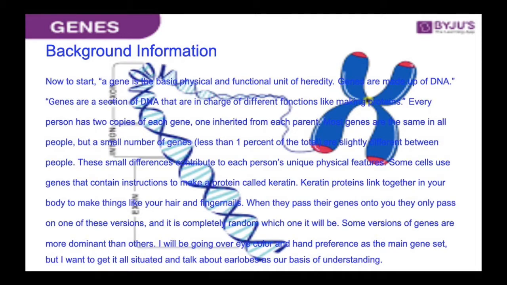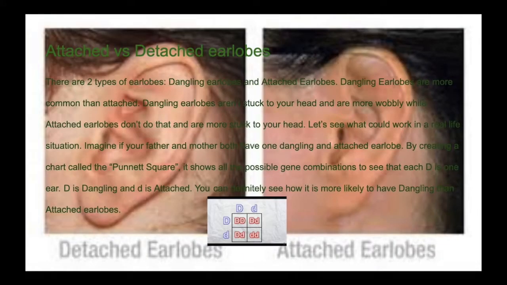I will be going over eye color and hand preference as the main gene set, but I want to get it all situated and talk about earlobes as our basis of understanding. There are two types of earlobes, dangling earlobes and attached earlobes. Dangling earlobes are more common than attached. Dangling earlobes aren't stuck to your head and are more wobbly, while attached earlobes don't do that and are more stuck to your head. Let's see how that could work in a real life situation.